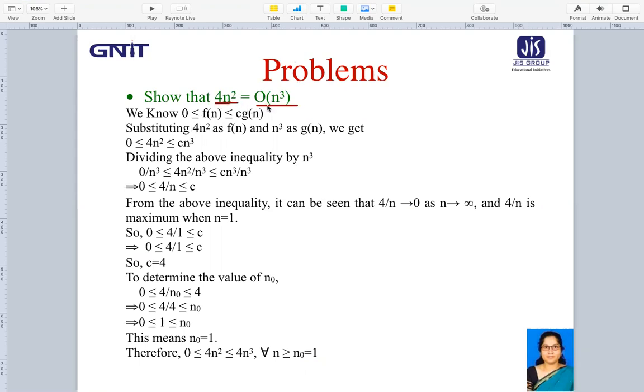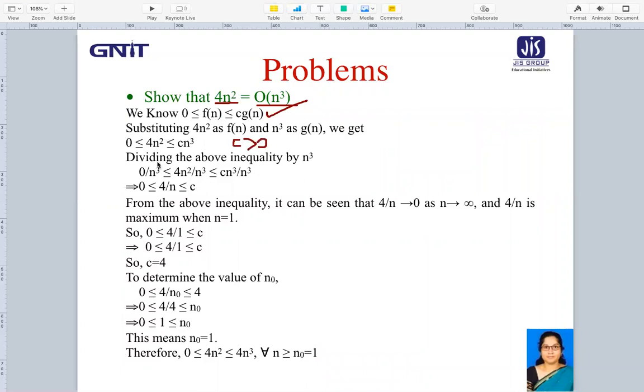From the definition of big O, we know that 0 is less than or equal to f(n), which is less than or equal to c·g(n). Now we can replace f(n) by 4n squared in this inequality and g(n) by n cube. So it becomes 0 less than or equal to 4n squared, which is f(n), less than or equal to c·n cube. Now we have to find the value of c. C is a positive constant, so c will always be greater than 0.